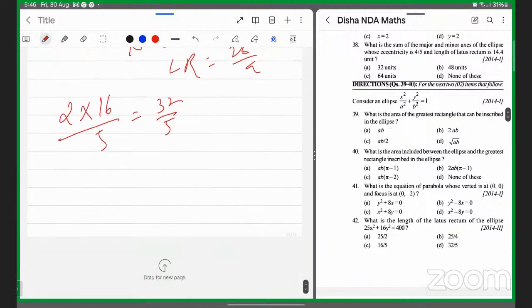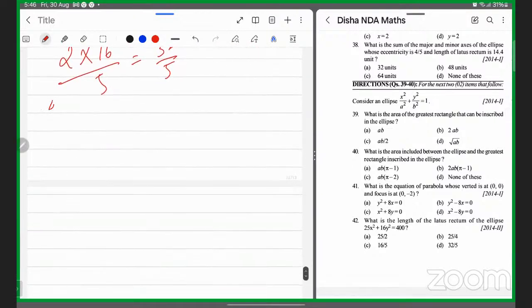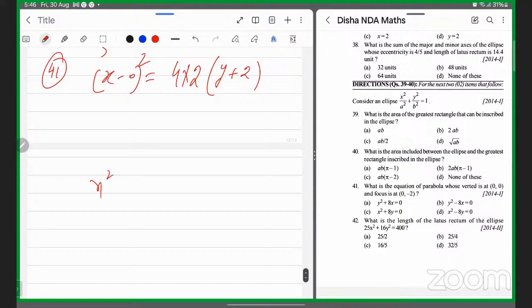Now solve 41. Hurry up. Solve 41. What is the equation of the parabola whose vertex is at 0, 0 and focus is? That's no problem. x minus 0 to the whole square equal to 4 times the length of a, which is 2, and y minus or plus 2. So x square equal to 8y plus 2. The final answer.